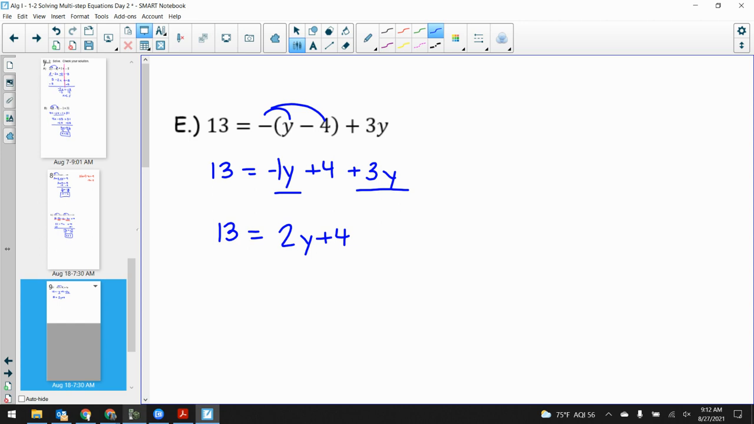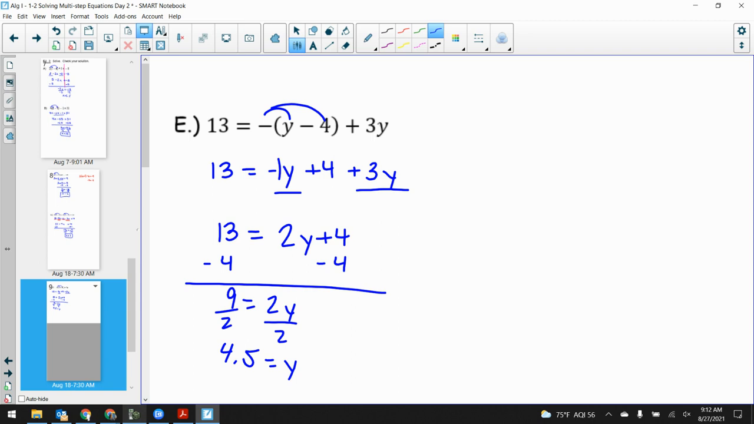Negative 1 plus 3y, because, and again, you can treat that like a negative 1y. If you want to put a number out there, you totally can. You subtract the 4 from both sides. That gives us a 9 is equal to 2y. And then I divide by 2, 4.5 is y.